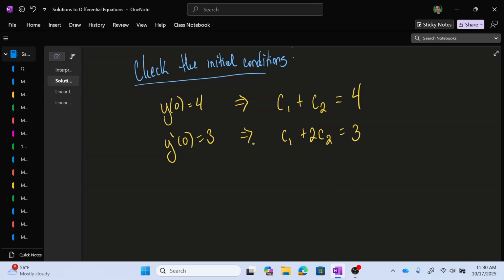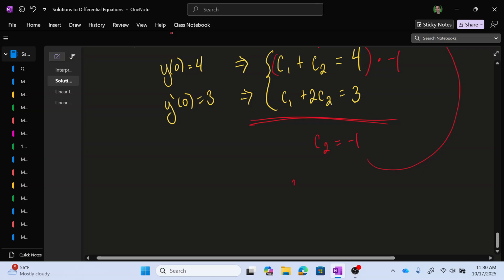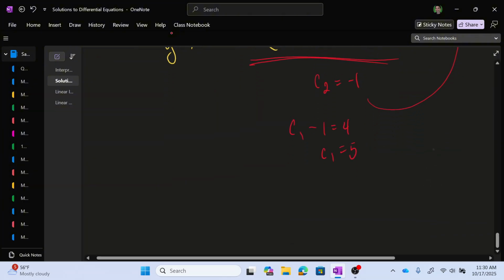So now I have two equations forming a system that I can solve for the two unknowns, C1 and C2. I can take this first equation and apply, for example, a minus 1, and then add it to the second equation, which will give me C2 equals minus 1. And then I can plug that back in, for example, to equation number 1 to say that C1 minus 1 equals 4, so C1 must be equal to 5. This takes a little arithmetic there.